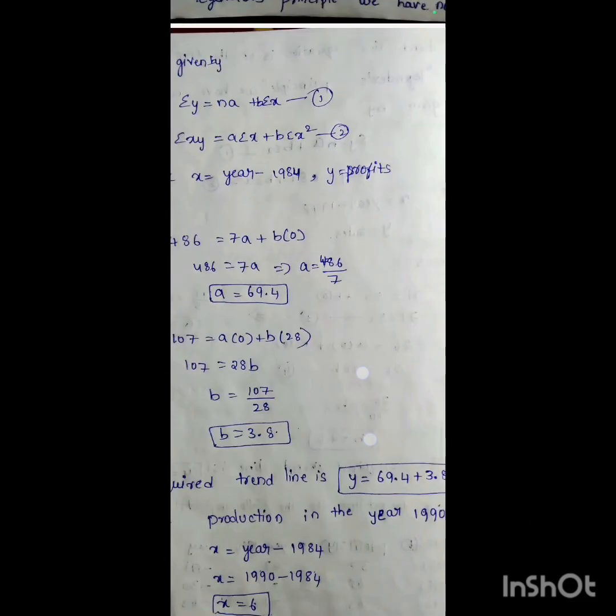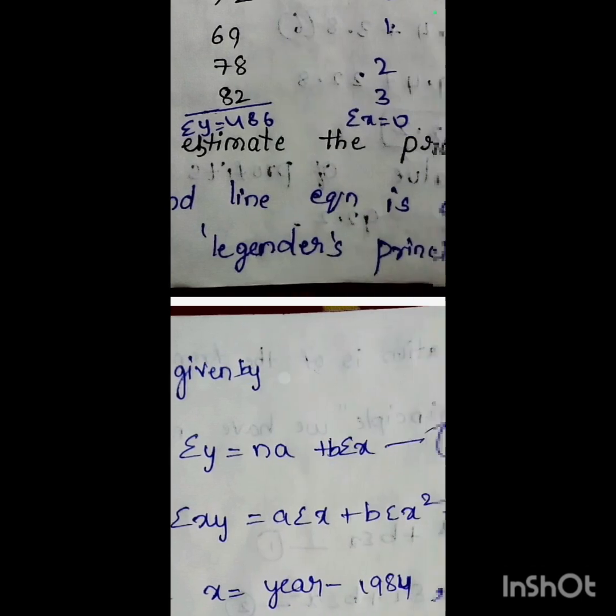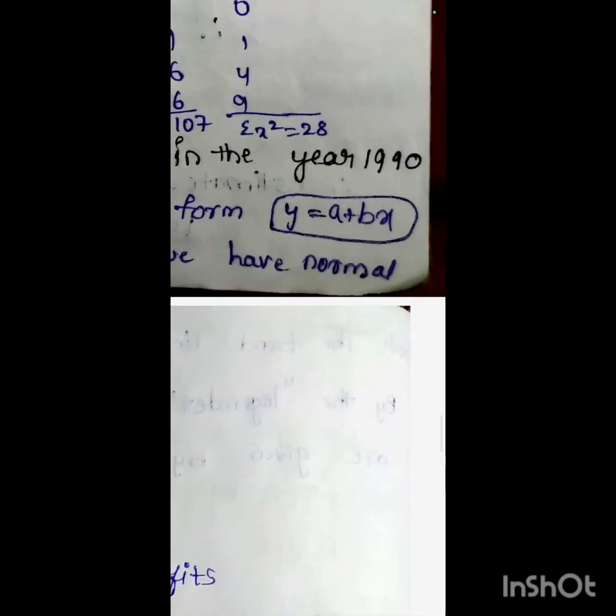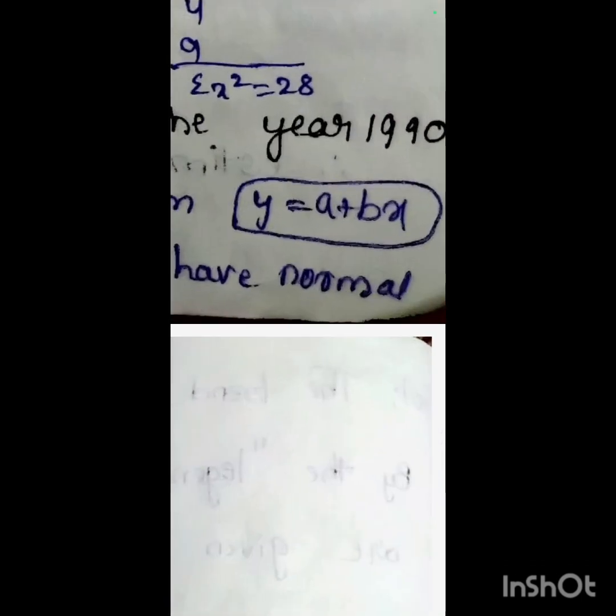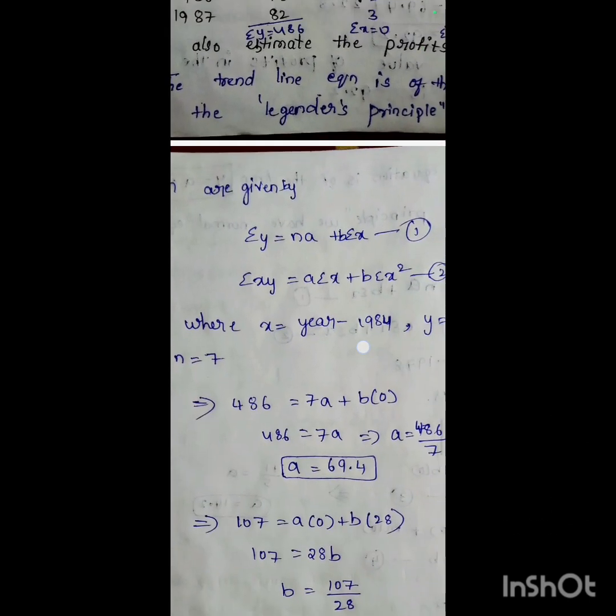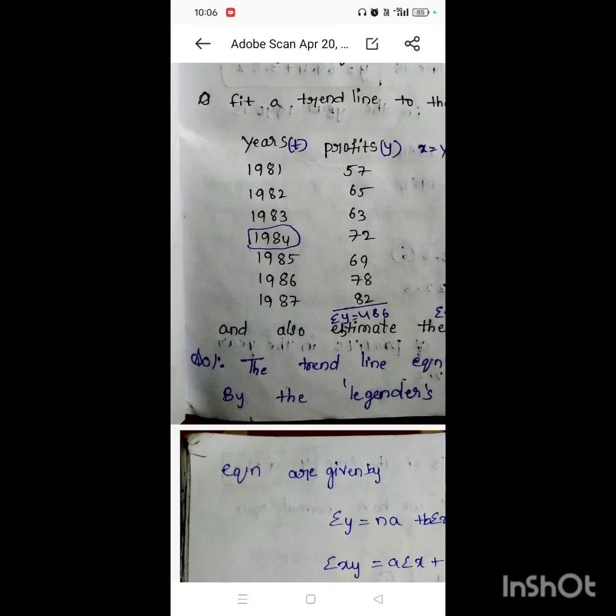Put all these values in our normal equations, by Legendre's principle. What is the principle? The sum of the squares of the deviations is minimum for the trend line equation y equals a plus bx. So substitute the values in the normal equations like this, then you will get sigma y, how much? That is 486 equals, how many observations are given? 1, 2, 3, 4, 5, 6, 7. So here n equals 7.